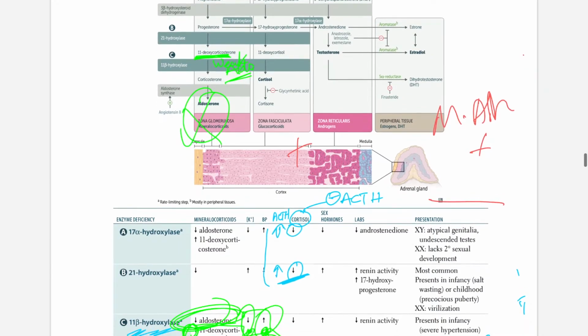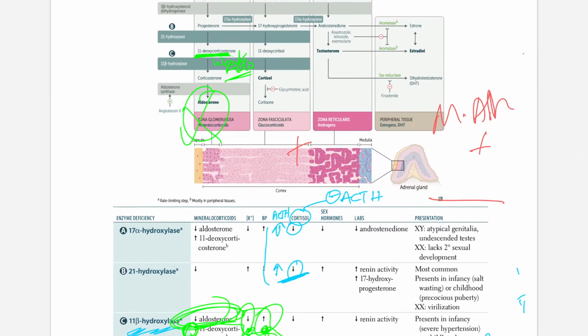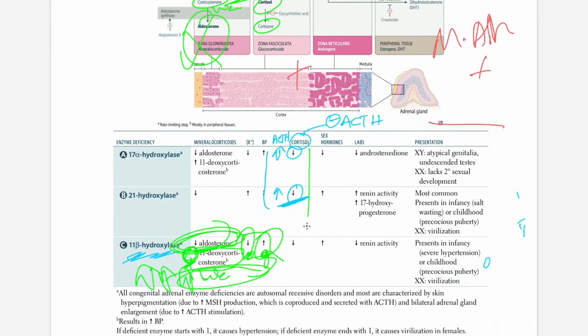But the cortisone, which if you recall, this was the weak cortisone, as the name suggests, corticosterone, weak cortisone or weak cortisol. You don't have that, so your cortisol level is going to be low. And that is going to cause what? That is again going to cause increased level of ACTH, because ACTH wants to secrete cortisol, but it's not getting it, so it's going to be increased.